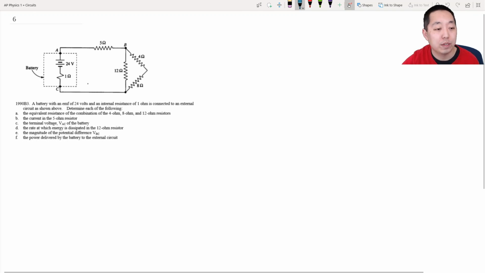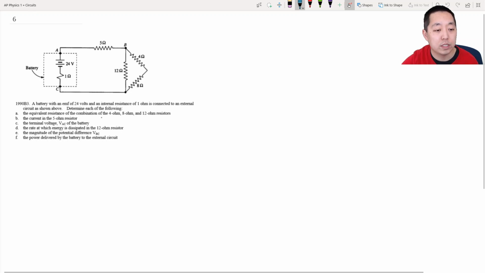We are continuing on with AP Physics 1, doing some circuit problems here. So I have a battery. As usual, I suggest you pause the video, try to do the problem on your own, and then come back after you've tried the problem. A battery with a voltage of 24 volts and an internal resistance of 1 ohm is connected to an external circuit as shown above. Determine the following.